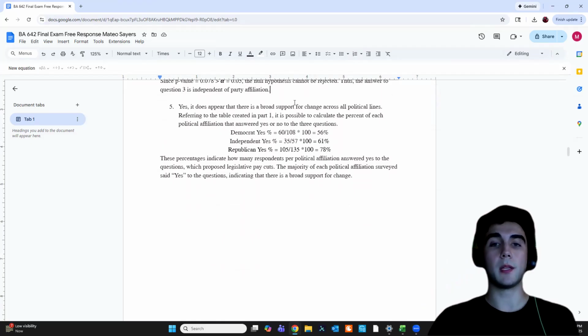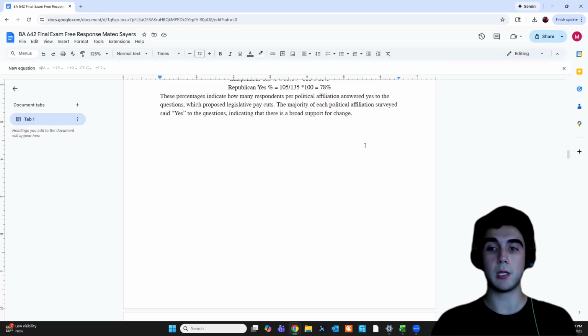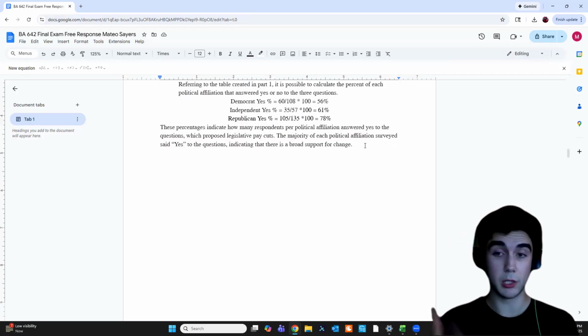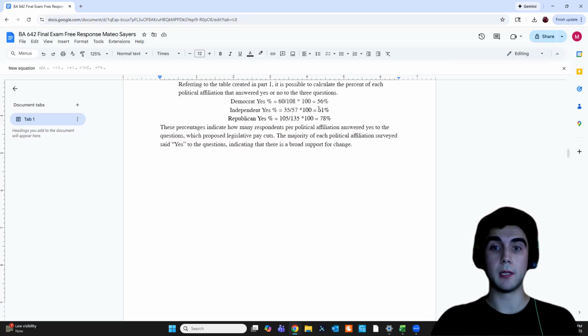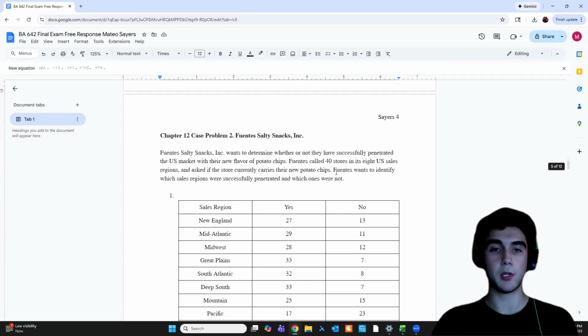And yes, it does appear that there is a broad support for change across all political lines. This conclusion was made due to the ratios of yes for each party affiliation to all the three questions. The Democrats answered 56% yes, independents answered 61% yes, and Republicans answered 78% yes. Since all three of these questions had to do with change to the government in New York, or change to the government in general, these answers indicate that there is a broad support for change, although slightly less for Democrats, but overall, the majority is yes for change.